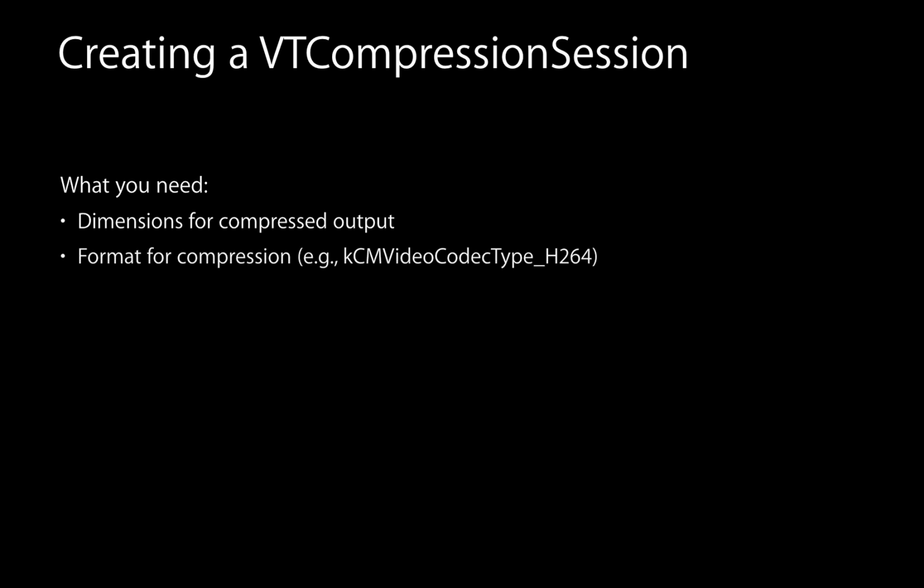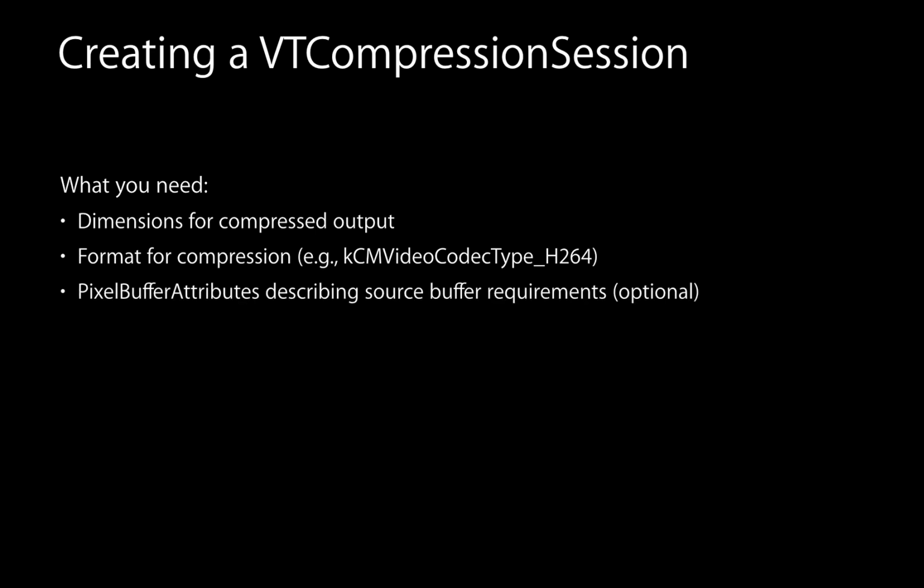So to create a VT compression session, you'll need a few things. And this is really simple. You just need to specify the dimensions you want for your compressed output. You need to tell us what format you want to compress to, such as kCMVideoCodecType_H264. And you can optionally provide a set of pixel buffer attributes describing your source CV pixel buffers that you'll be sending to the VT compression session. And finally, you need to implement a VT compression output callback.